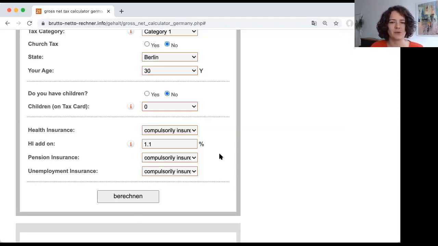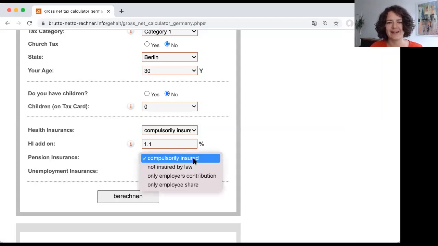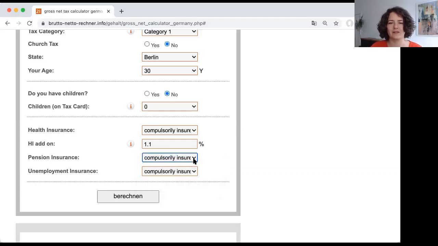That's an easy approach. And then you have pension and unemployment. And as I said, if you are an employee, it's always compulsory for you. This is only different if you are self-employed, or if you have a very mixed model, then it may be different. But in every other case, it's compulsory for you. You cannot step out of pension or unemployment insurance. You cannot just avoid it. It's mandatory. So in that case, there's not much choice.